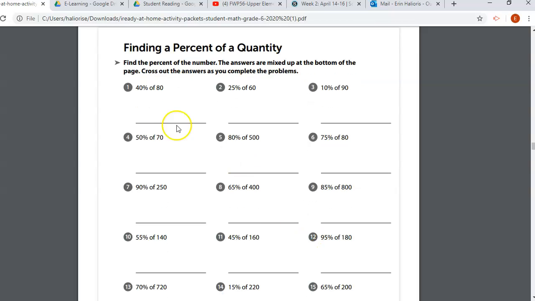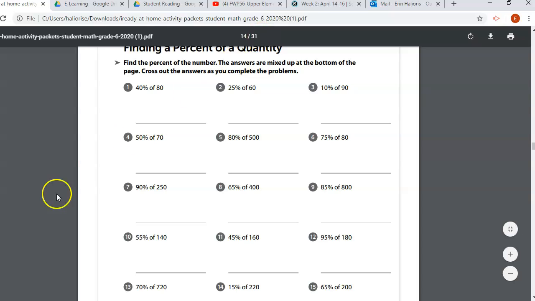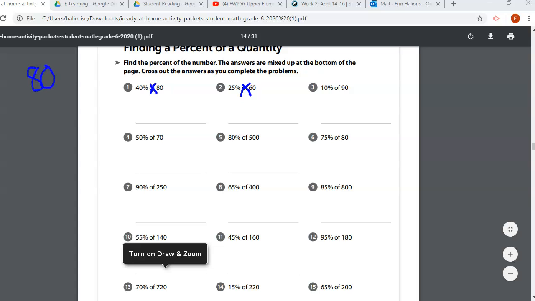Finding a percent of a quantity. Alright. So here's the percent, and the quantity is the total, so 40% of 80. The "of" in this sense means times. So anytime you see "of," you can just put a times over it, okay? So 40% of 80, you can do 80 times 40%.